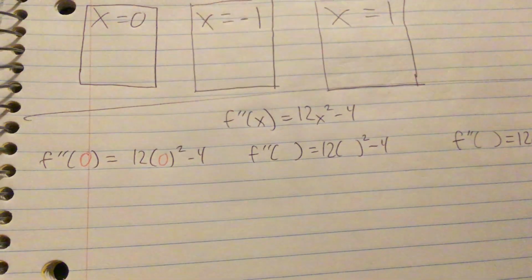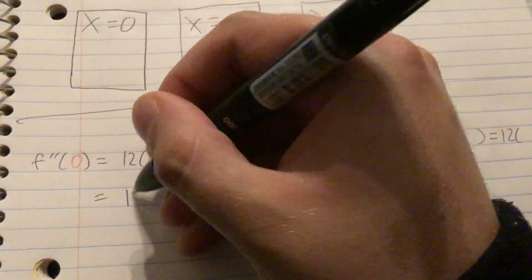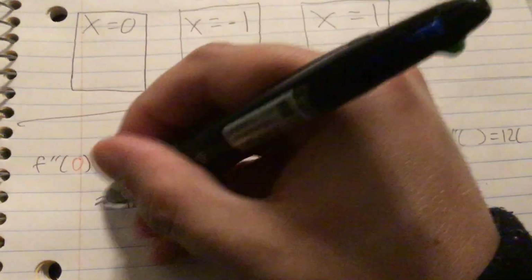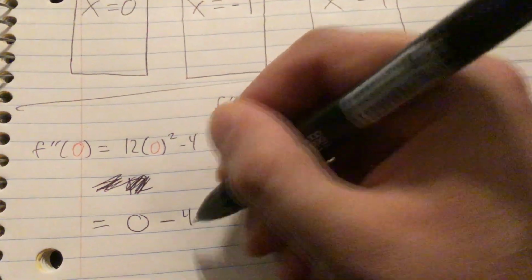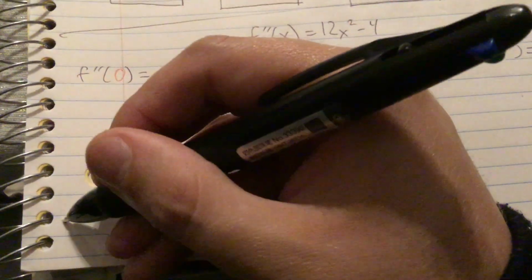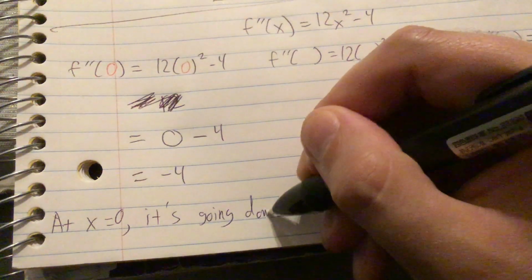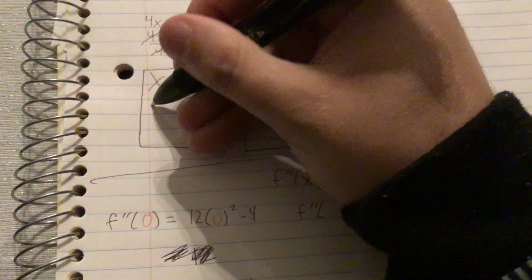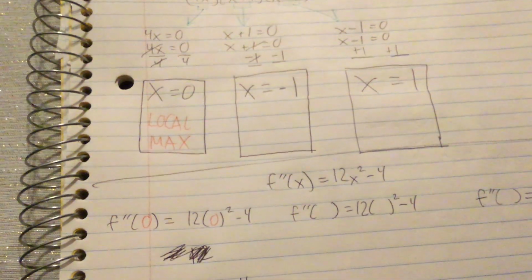So f double prime of 0, well, 12 times 0 squared, well, 0 squared is 0, so 12 times 0 would be 12. Oh, sorry, nope, not that. 12 times 0 would be 0, and then minus 4. 0 minus 4 would be negative 4. So what does that mean? At x equals 0, it's going down. But that means it's a local maximum, because if it's about to go down, then it had a highest point and then it went down.